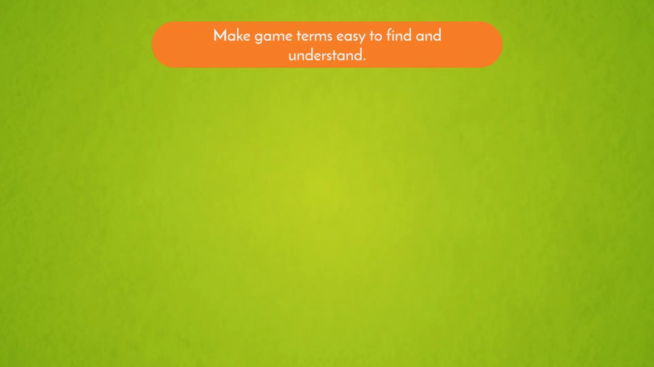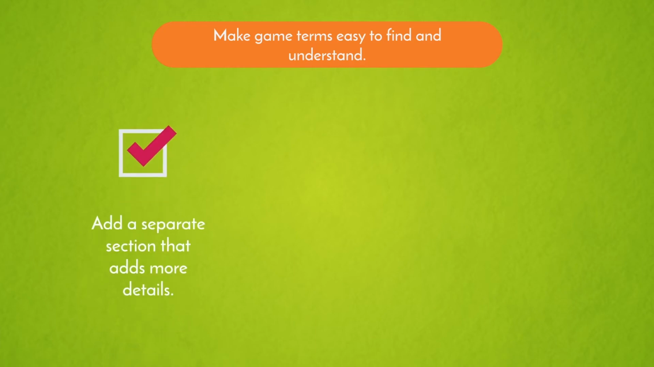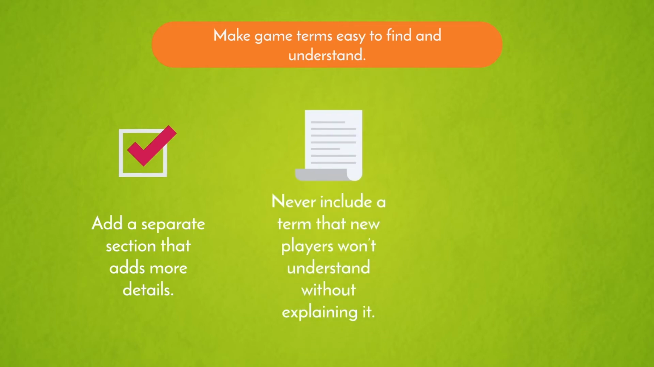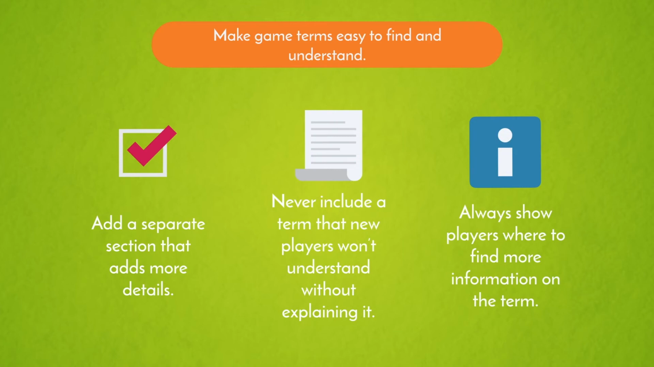Make game terms easy to find and understand. When using a game term, such as a type of card, action, piece, etc., tell what it is right away. Keep it brief and to the point. For example, if you mention that one way to win is to build a coalition, state where you can find the instructions on how to do this. Add a separate section that explains this in more detail. If you have room, you can briefly explain the term before continuing on. Never include a term that new players won't understand without explaining it. Always show players where to find more information on the term.